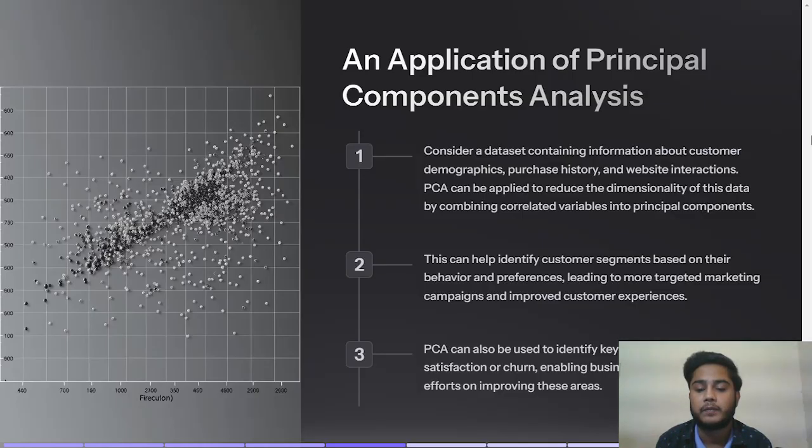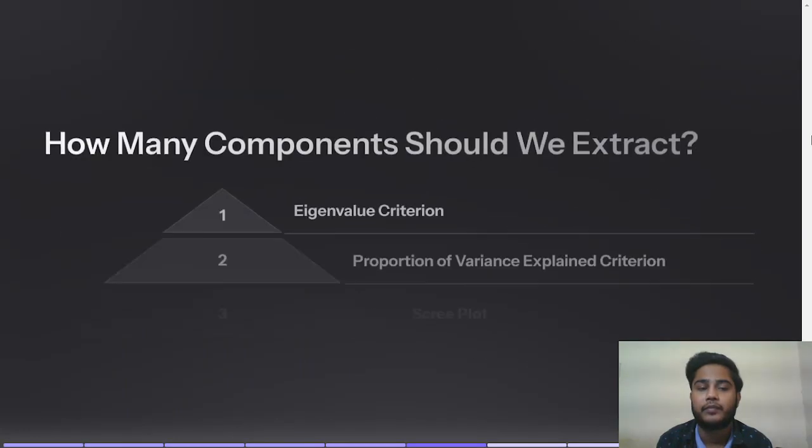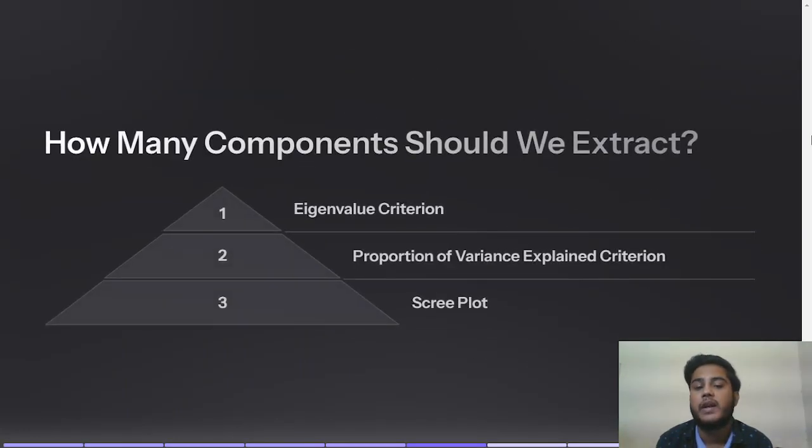PCA can also be used to identify key factors driving customer satisfaction or churn, enabling businesses to focus their efforts on improving these areas. How many components should we extract? It is dependent on the eigenvalue criteria, proportion of variance, and third is scree plot.